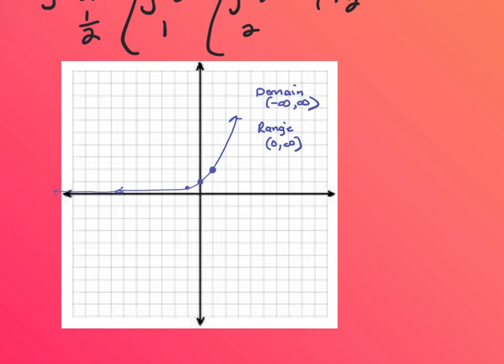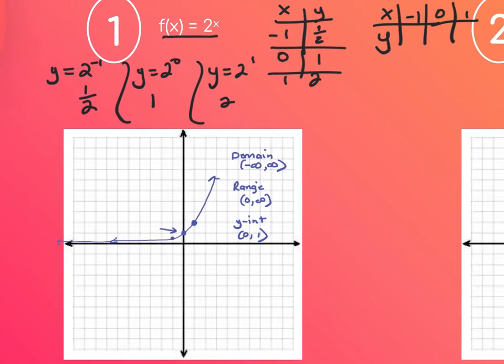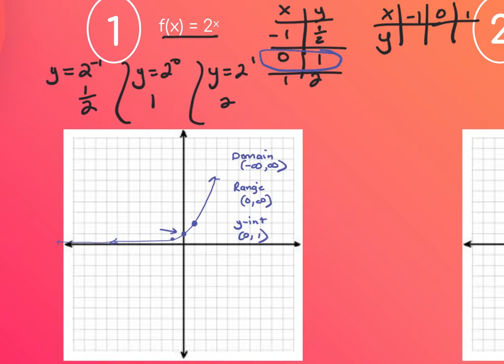And then if I wanted the y-intercept, it would be at 0, 1. When I plug in 0 for x, what do I get? It's usually the middle term on your T-chart, okay? But it's also where it crosses the y-axis.